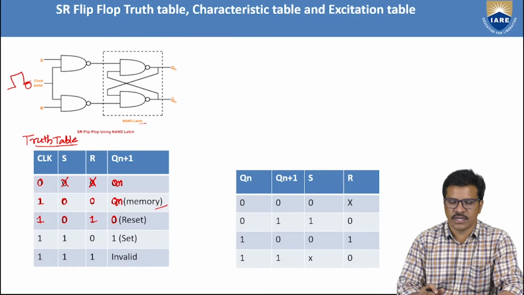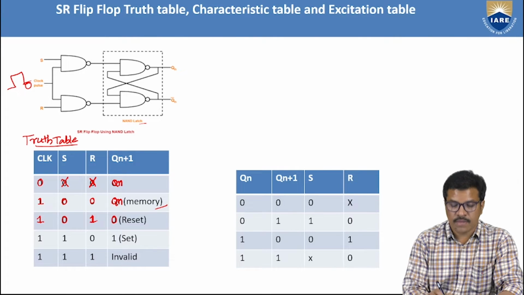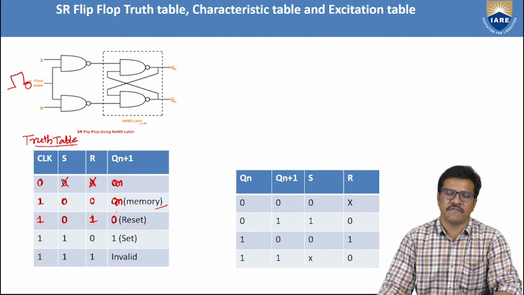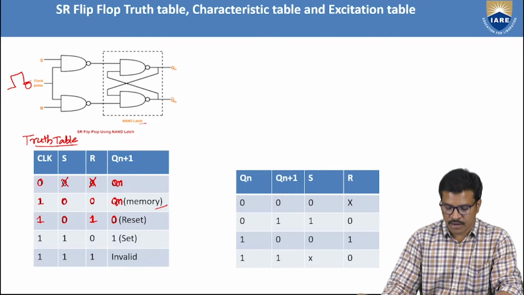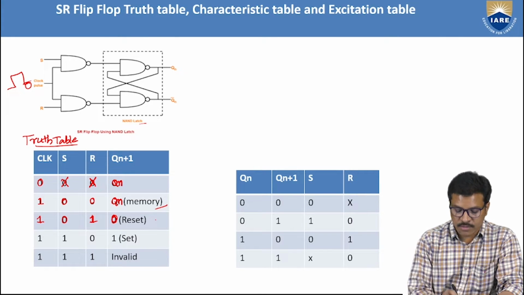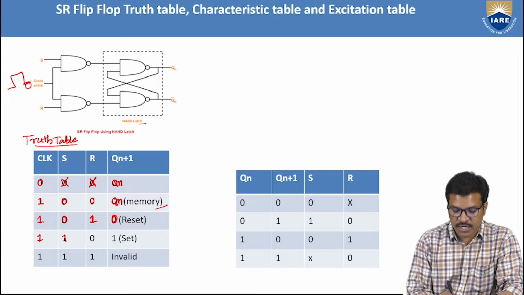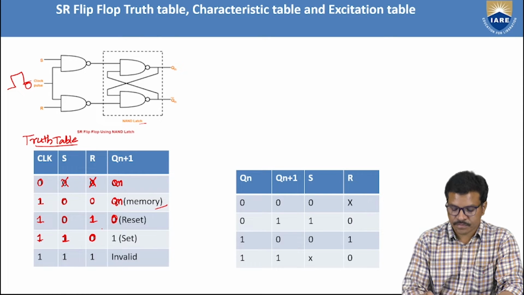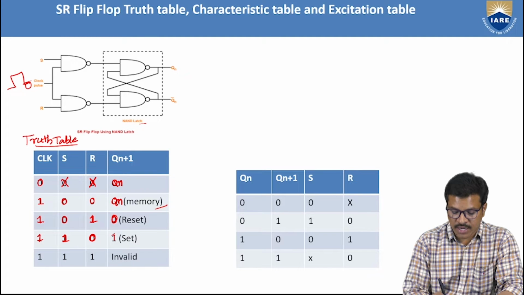When I turn reset to 0, 1, it reflects on the output, and in the next state it gives the 0 output, logic 0, which is nothing but reset of the output. Similarly, when we apply a clock and set is turned to 1 and reset is turned to 0, it results in logic 1 in the next state. Logic 1 in the next state. This is called set in the output.